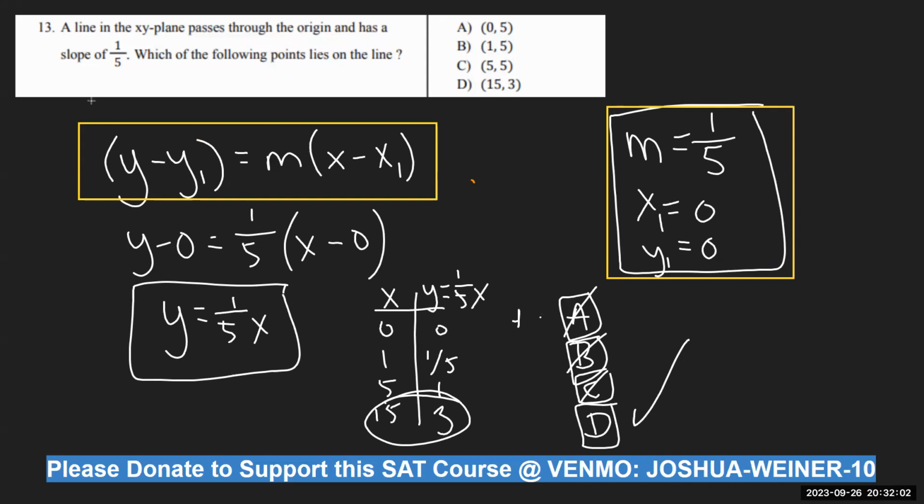Any questions on number 13? No. All right. I didn't know how to do it before you explained it. Now I got it though. Oh, okay. So yeah, start with the given information, and then this was the point slope form. All right, I need to listen better.